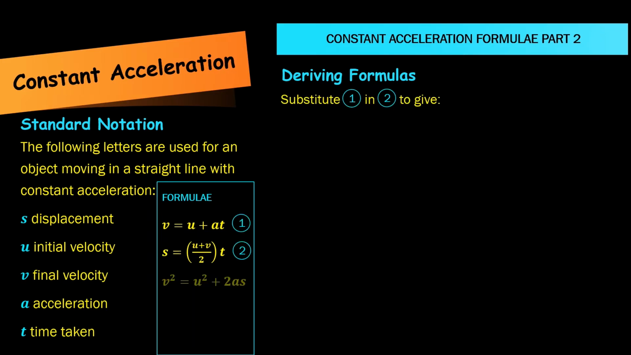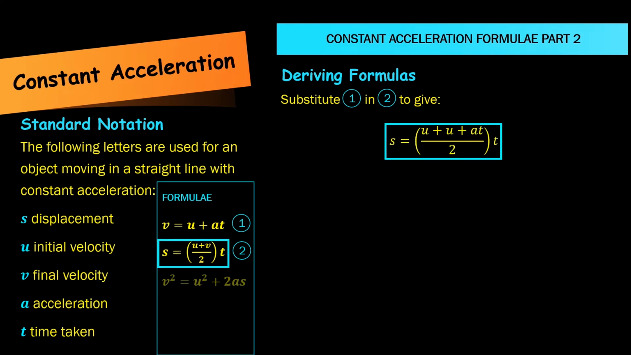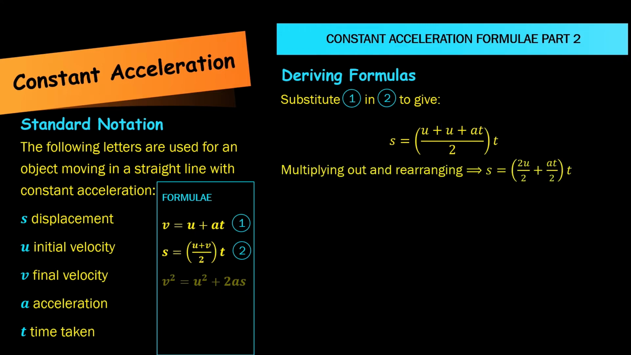So let's substitute equation 1 in equation 2 to give s equals u plus at all over 2 times t. Clearly we've simply substituted u plus at in place of v. If we multiply out, rearrange and tidy up, we obtain s equals ut plus a half at squared. And this is our next formula.